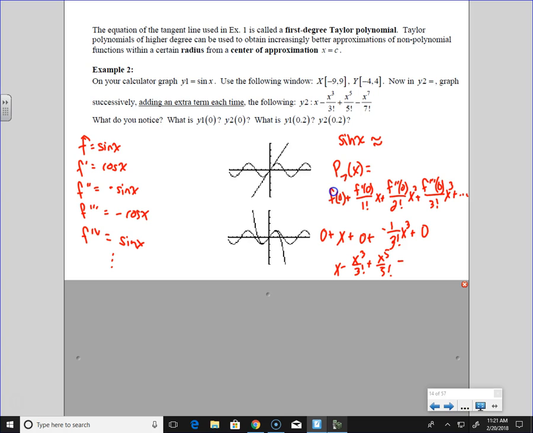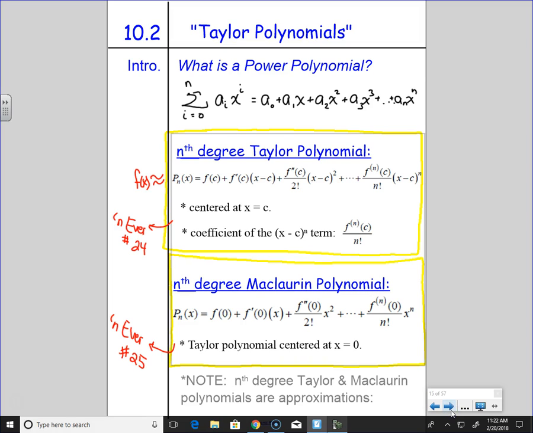How long do we keep doing this for? Forever? Nope, because it said 7th degree, but you could keep doing it if there wasn't a set stopping place. So this would be the 7th degree Taylor polynomial for sine, which we could build ourselves off of this formula right here. Does that make sense?